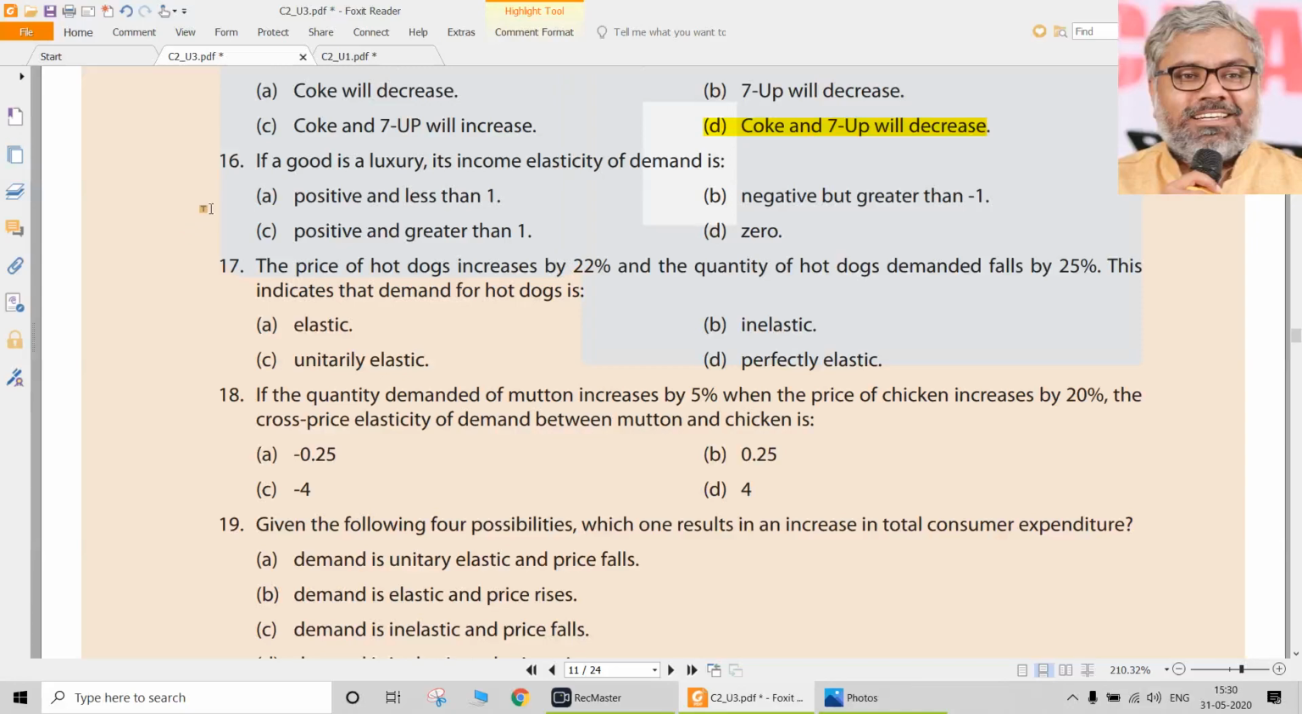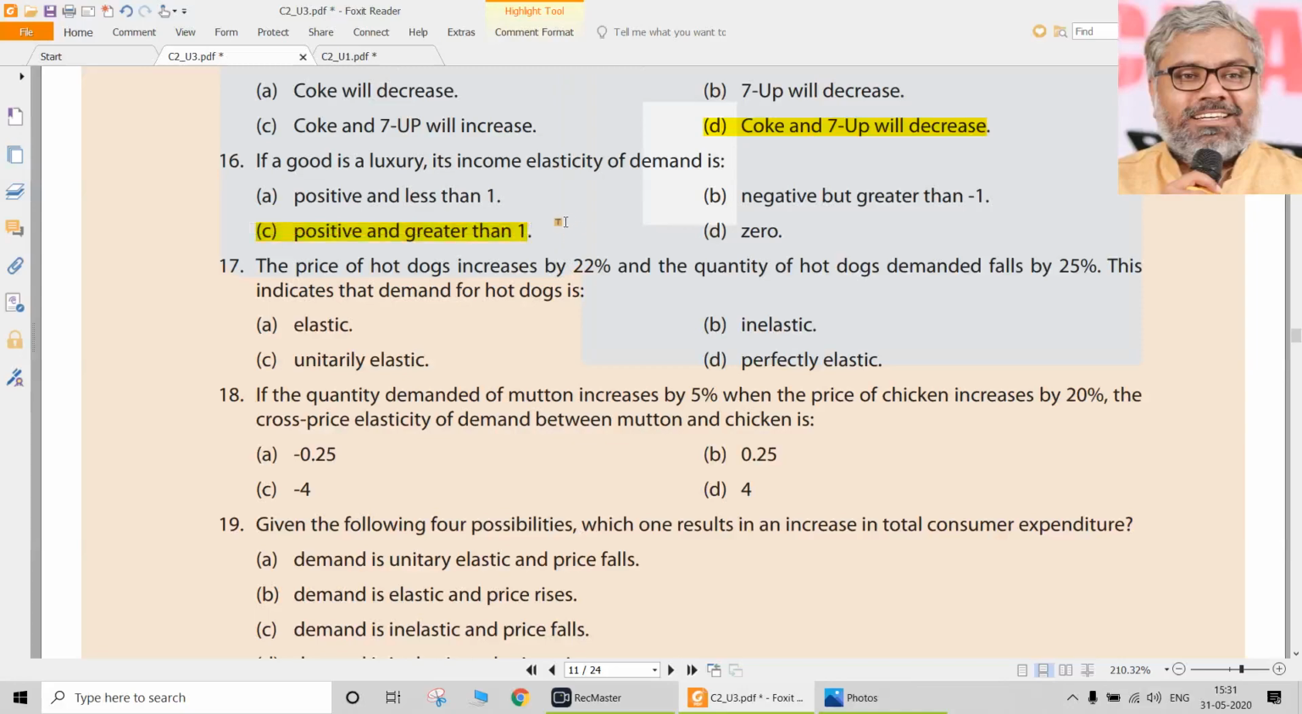Then question number 16: if a good is a luxury commodity, how will the income elasticity of demand be? Of course, if it is a luxury commodity, definitely the income elasticity is going to be positive, for sure. It cannot be negative. Negative is when it is an inferior commodity. But is it positive but less than 1, or positive but greater than 1? Definitely it is going to be positive but greater than 1.